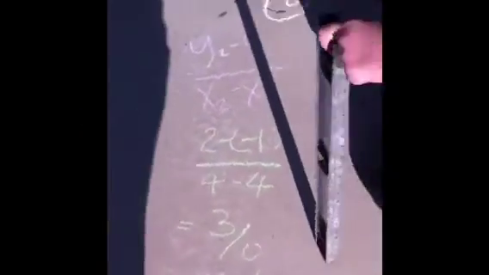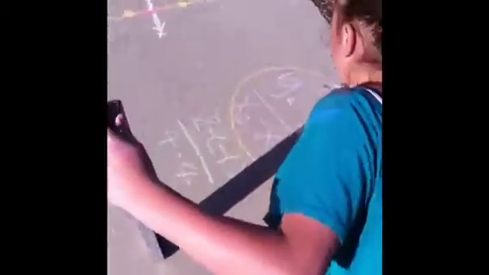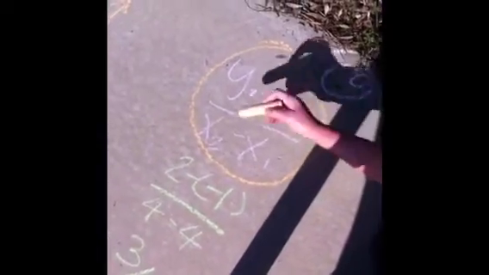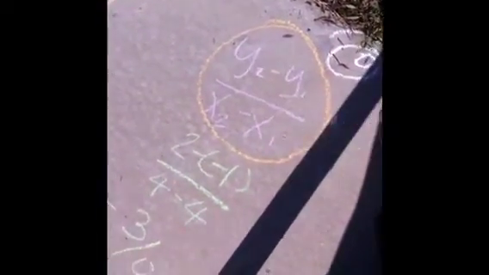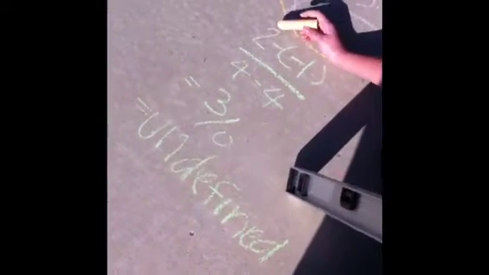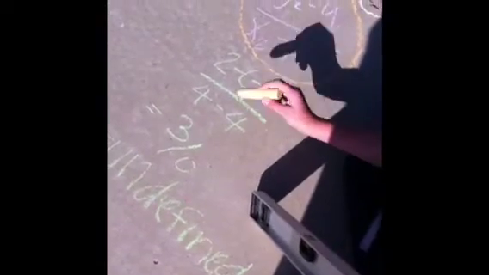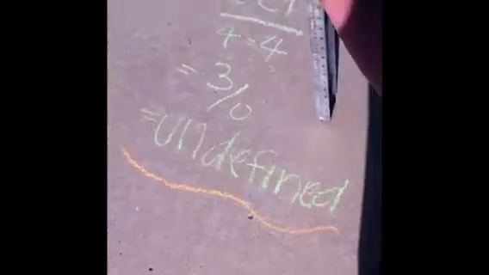And then, to find the slope, you use your formula, which is y2 minus y1 over x2 minus x1. Then you plug in your numbers for it, which is 2 minus parentheses negative 1 over 4 minus 4, which equals 3 over 0, which equals undefined. P.S. Remember that the slope of a vertical line is always undefined.